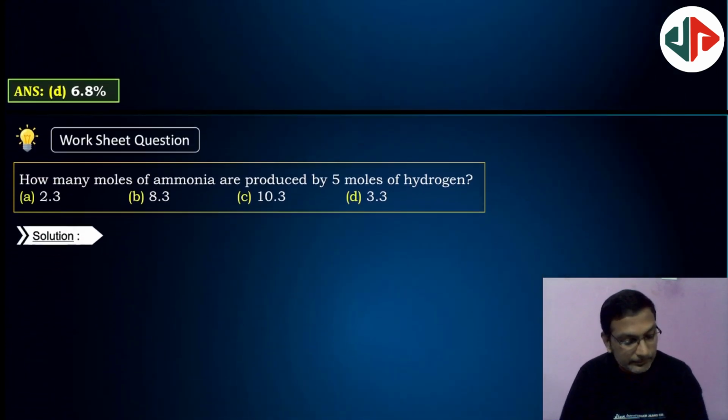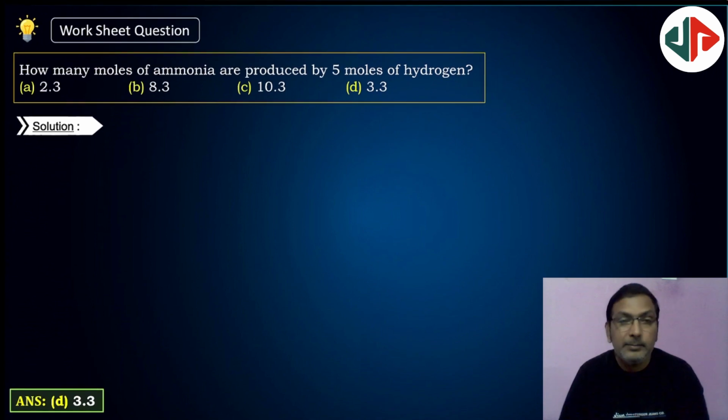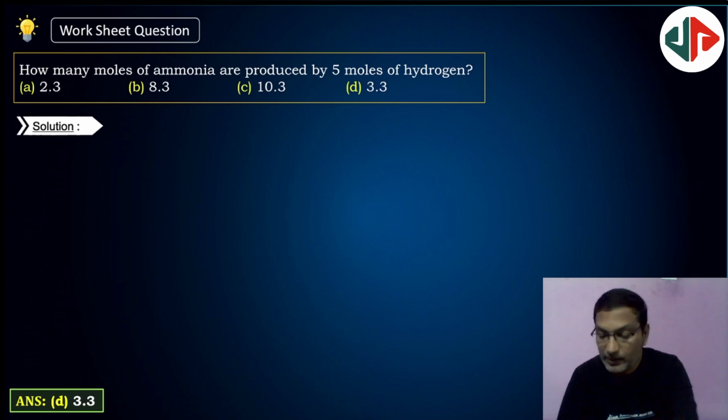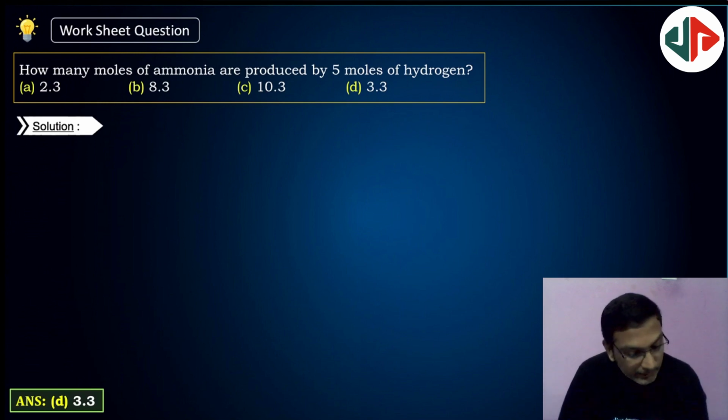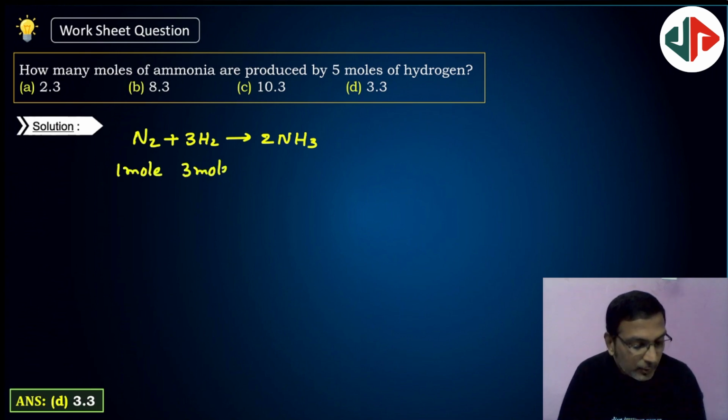Next. How many moles of ammonia are produced by 5 moles of hydrogen? This is also a simple question. So we know N2 plus 3H2 gives 2NH3. So here 1 mole of N2, 3 moles of H2 and 2 moles of NH3.